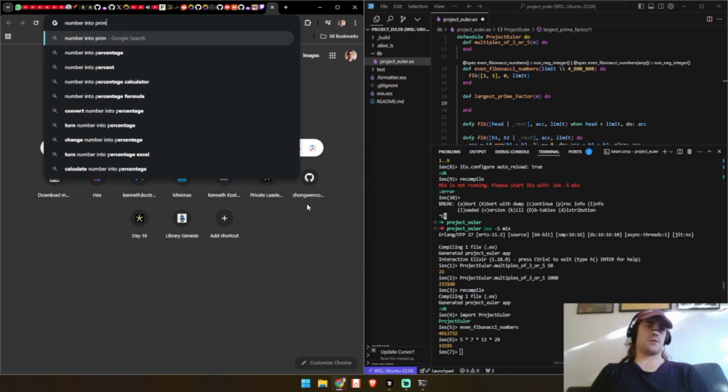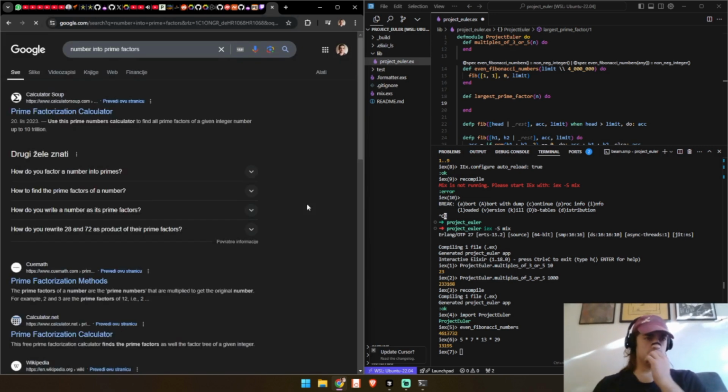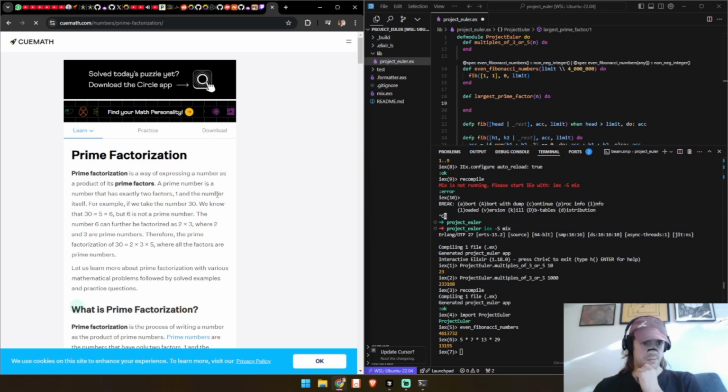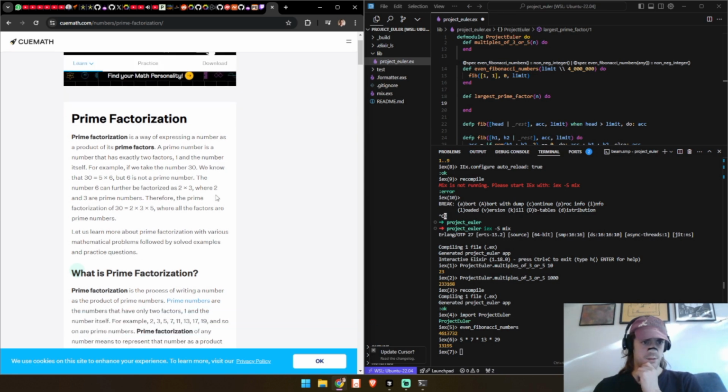Number into prime factors. Prime factorization calculator. Prime factorization is a way of expressing a number as a product of its prime factors. A prime number is a number that is... I remember this problem, we always had it on the test as the last problem, writing C on paper in my high school. And usually nobody solved it. Maybe one or two people.